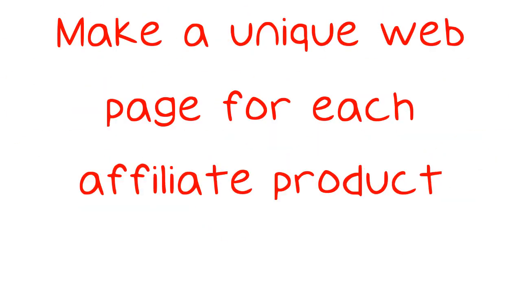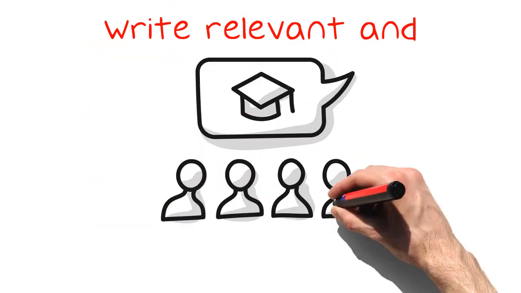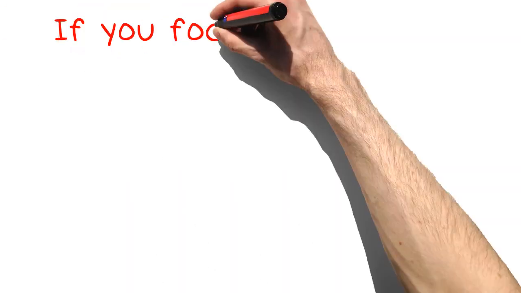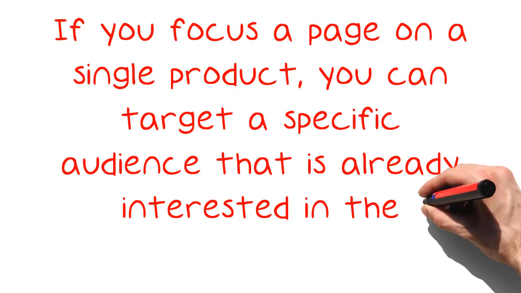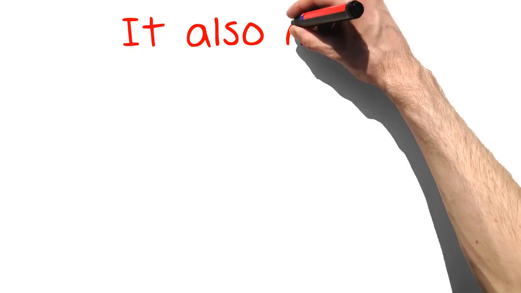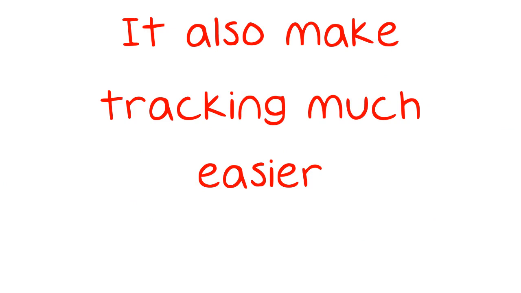Make a unique web page for each affiliate product. Write relevant and helpful information about the product for your visitors to read. If you focus a page on a single product, you can target a specific audience that is already interested in the subject. It also makes tracking much easier.